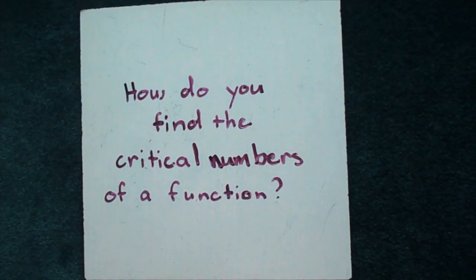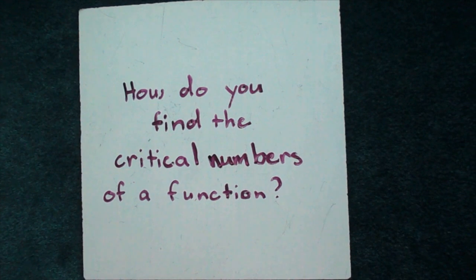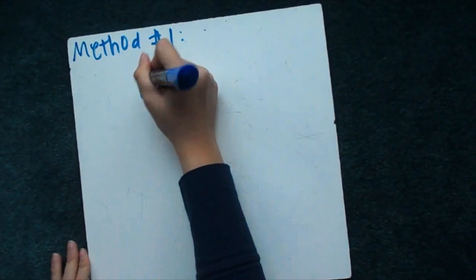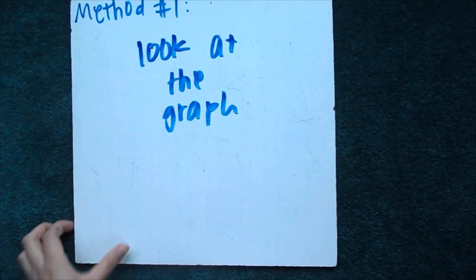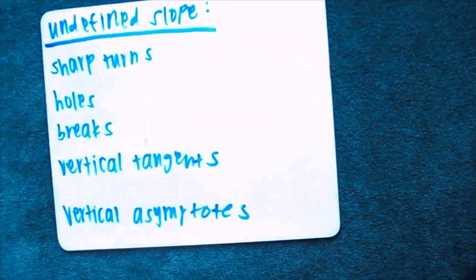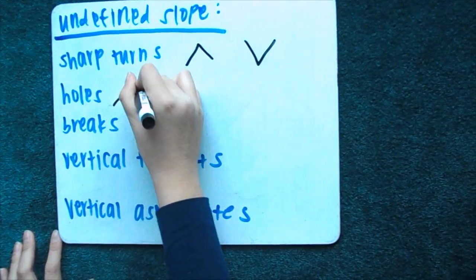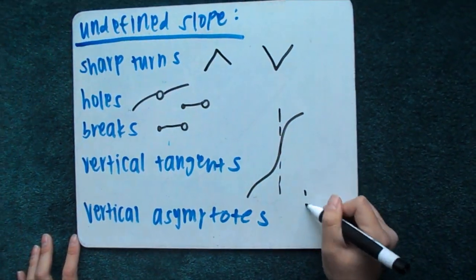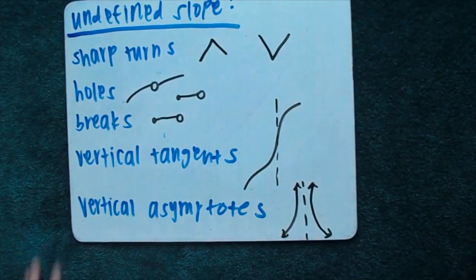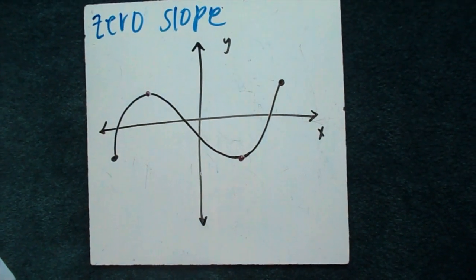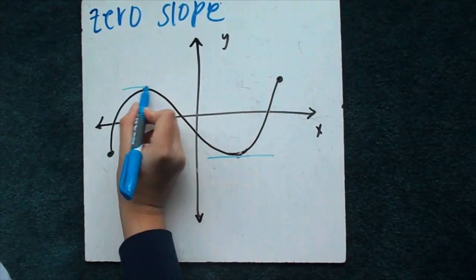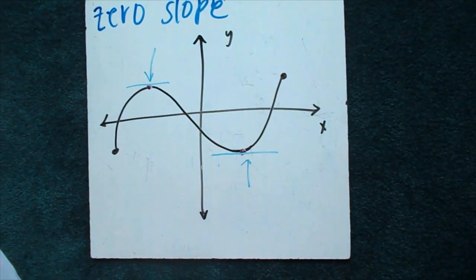How do you find the critical numbers of a function? When a graph is presented, you look at the x value at which the slope is either 0 or undefined. An undefined slope would look like a sharp turn, hole, break, vertical tangent, or vertical asymptote at the x value. The x values at the purple points show a 0 slope. Therefore, these are the critical numbers.